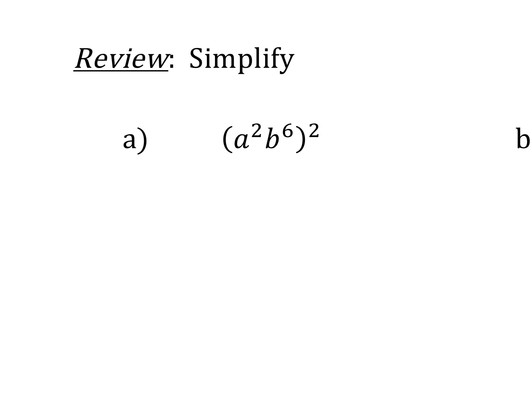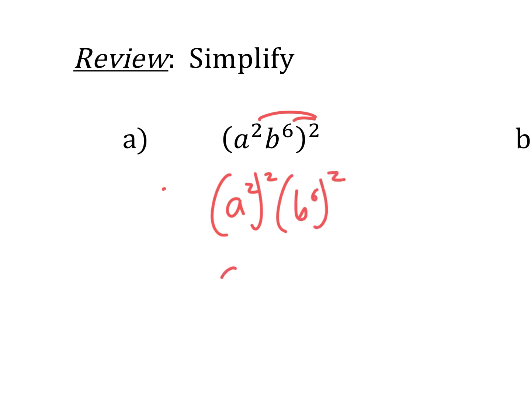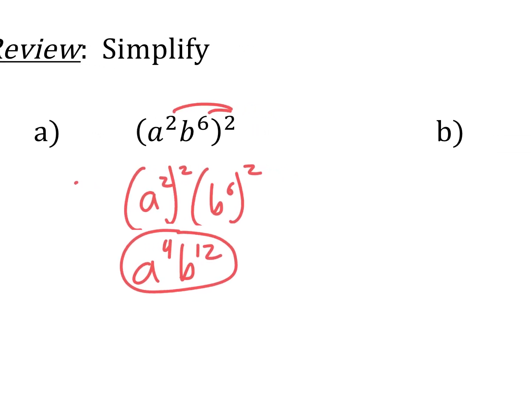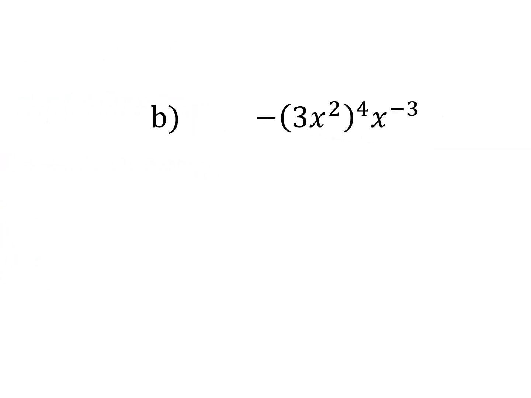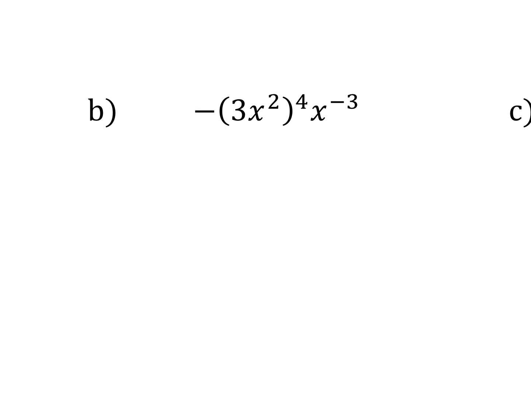So, what does this simplify to? So we have power to power, so this is a squared squared, because this power applies to both. And we have b to the 6 squared. And now power to power, we multiply. That's a to the 4th. And b, 6 times 2 is 12. That would be our simplified answer there. Okay. How about this one?